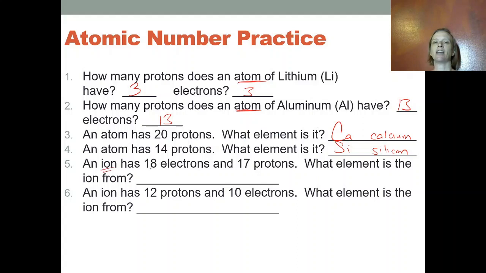If an ion has 18 electrons and 17 protons, what element is the ion from? Remember, the element does not care how many electrons you have. What matters is how many protons you have. So we look up that 17, and that tells us that we have chlorine. And if an ion has 12 protons and 10 electrons, what element is the ion from? Again, we don't look at the electrons, we only look at the protons, and 12 protons corresponds to magnesium.